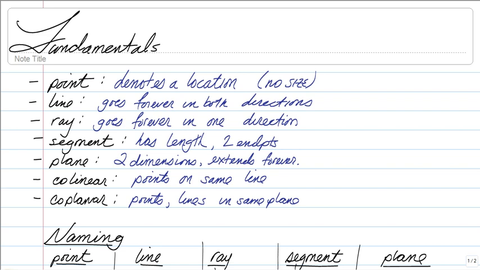First thing is a point. A point just denotes a location, just like on a map. Okay, the size of the dot does not matter. So a point is plain and simple, a point. It just represents a certain location.